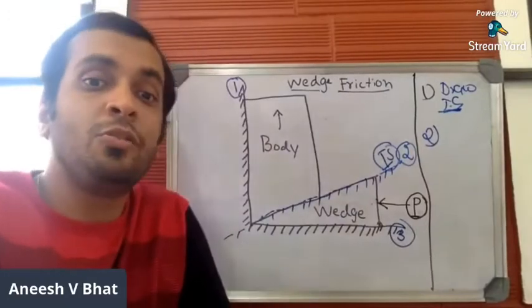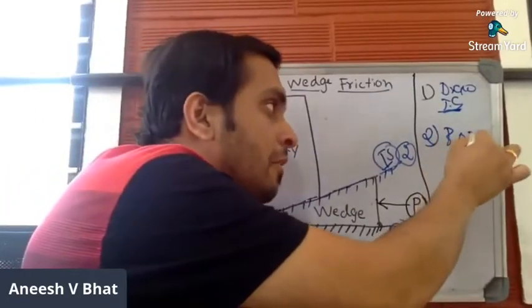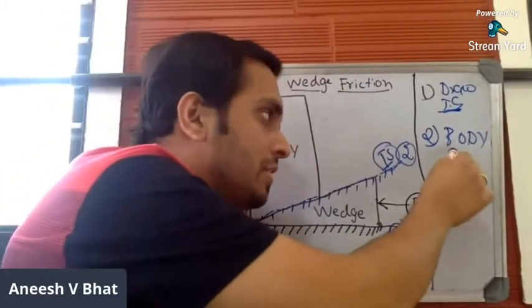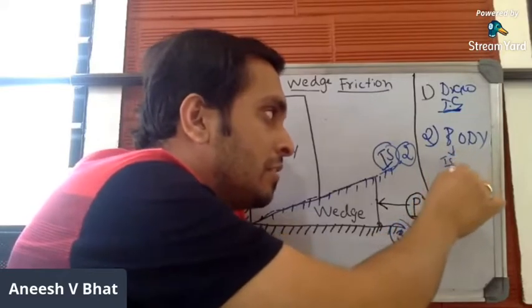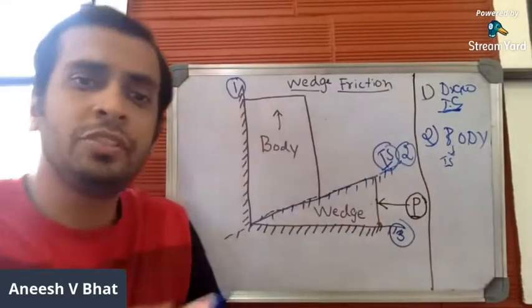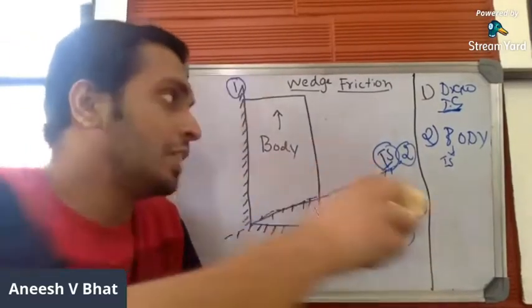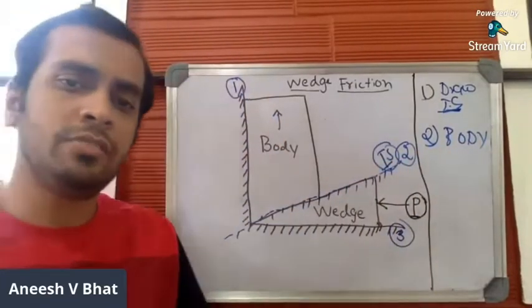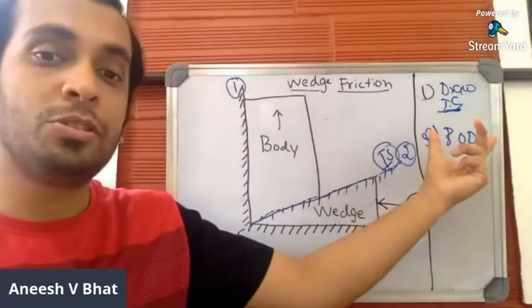is to consider only the body. Consider only the body along with the imaginary surface and the actual surface with which the body is in contact. Since the imaginary surface is common for both body as well as wedge, whenever you consider both, you have to consider it. Now let us concentrate on step number 2 only.